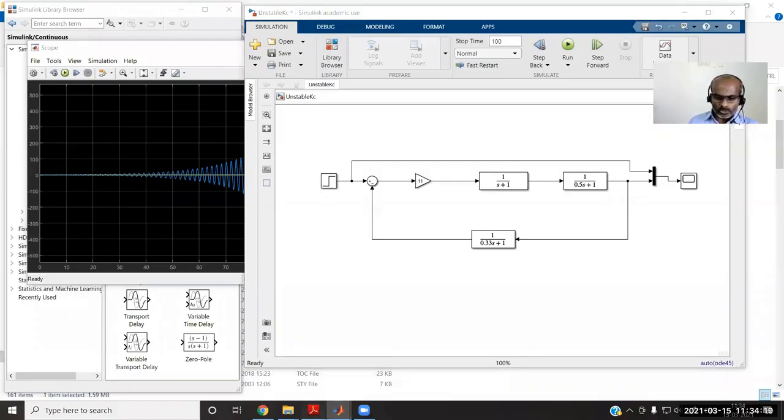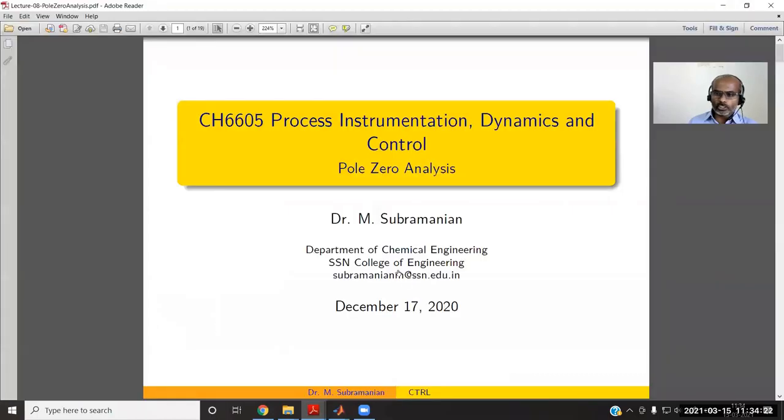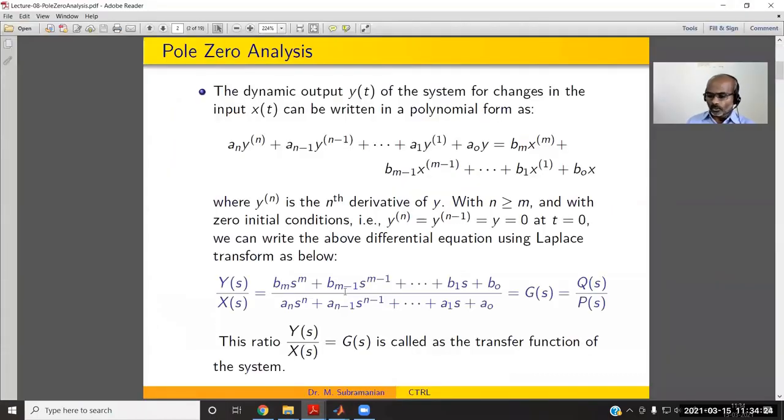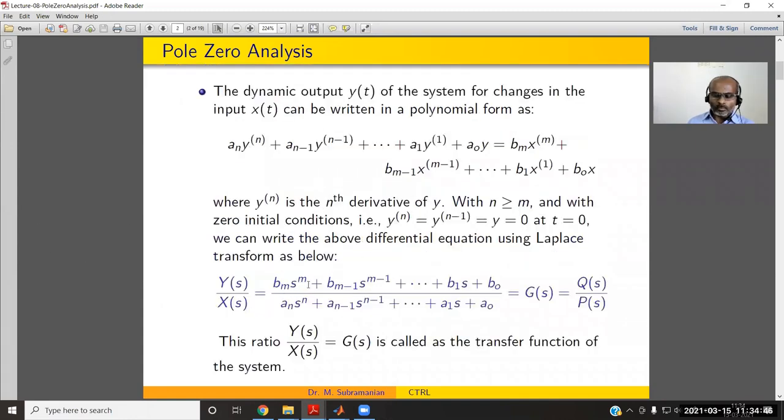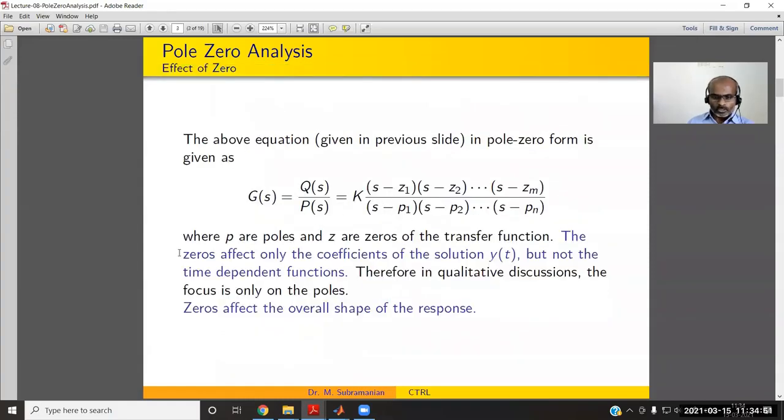So before that, we are going to see a new topic, what is called pole zero representation. Say for any closed loop, O(s) by X(s) refers to output by input in terms of Laplace transform. So that is what is called G(s). There is a transfer function of the system, and we can write this polynomial in terms of poles and zeros. Poles are nothing but the roots of the denominator, and zeros are nothing but the roots of the numerator.